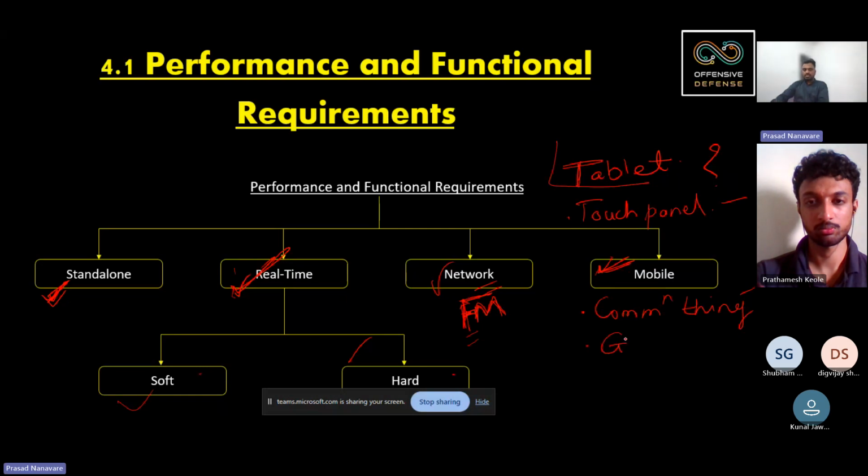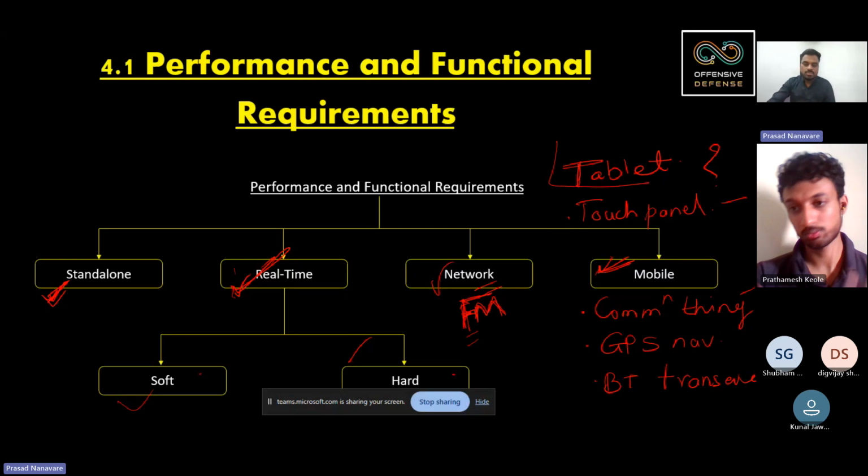GPS navigation. Then there must be a Bluetooth transceiver, right? So these are basic examples, depending on functional requirement. Okay, we are just revising it.